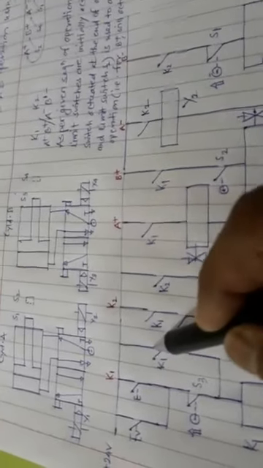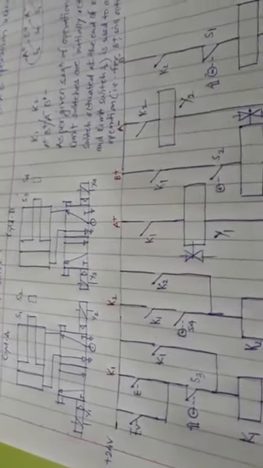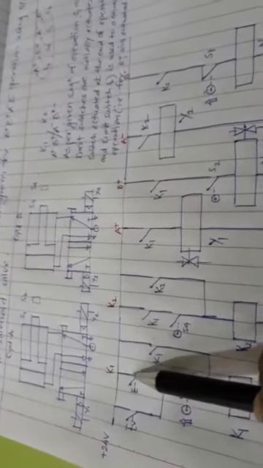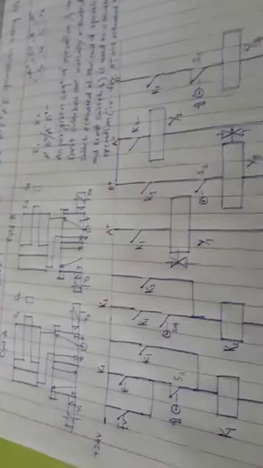This is also the contact, and that contact is called the latching contact, because when you are pushing this button, it is a momentary contact. When you are pushing this button, it is closed, it will be on.